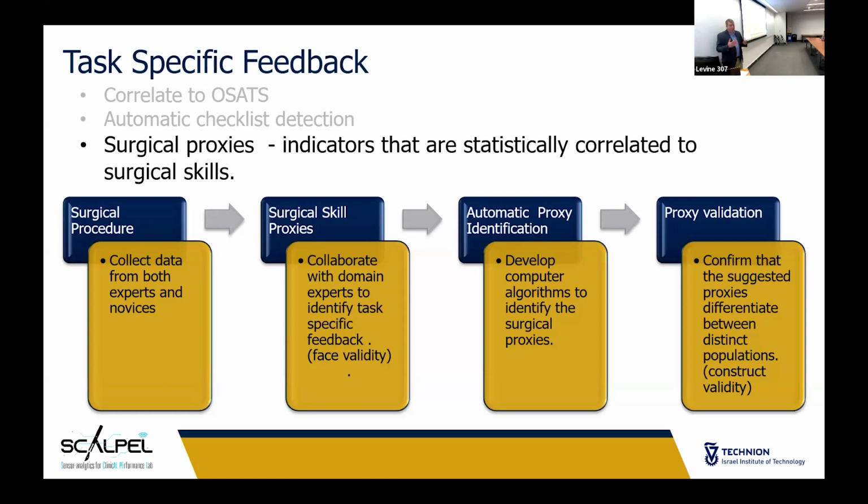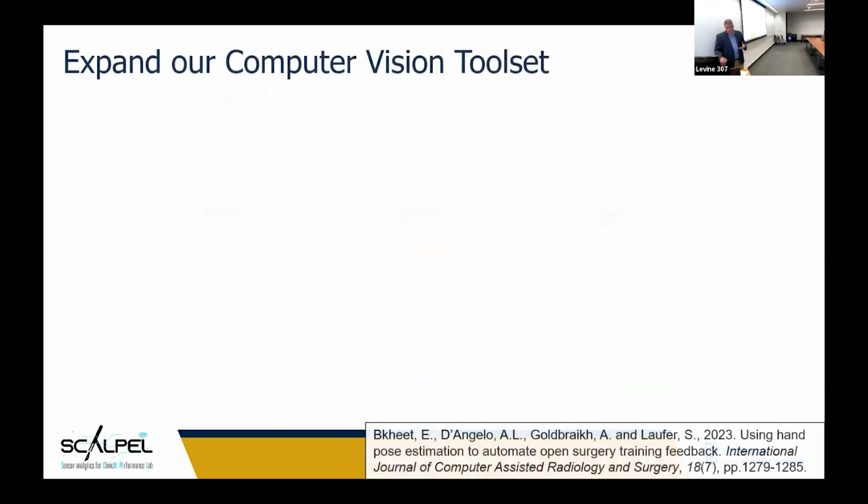And finally, you have to confirm, you check that you have a statistical significance between the experts and novices. And one of our examples for this is actually, before I go into the example, I'll talk about two more components of computer vision. So we spoke about object detection, which I assume at some point all of you have seen. We also spoke about gesture recognition.